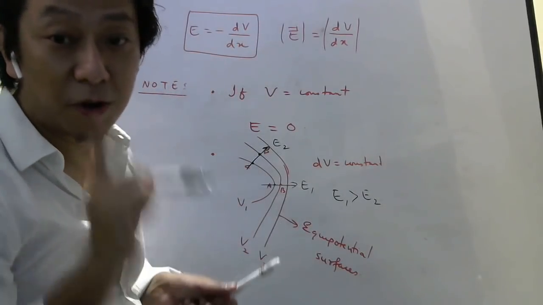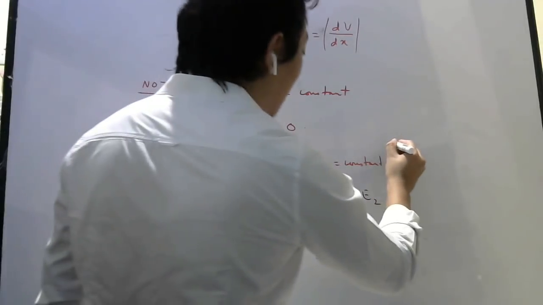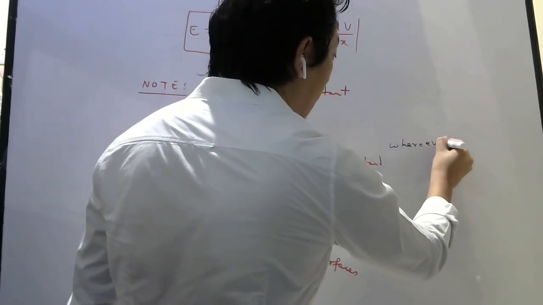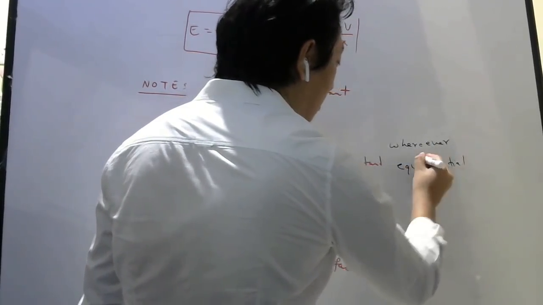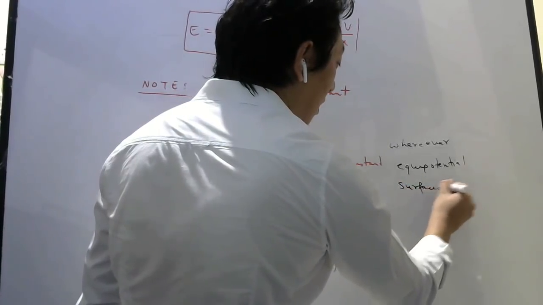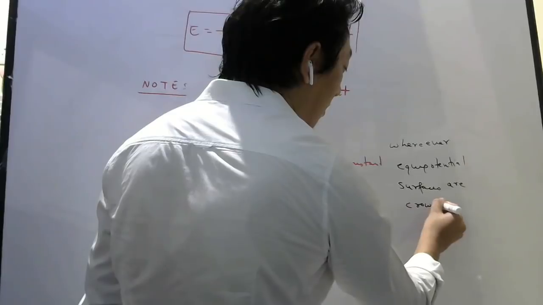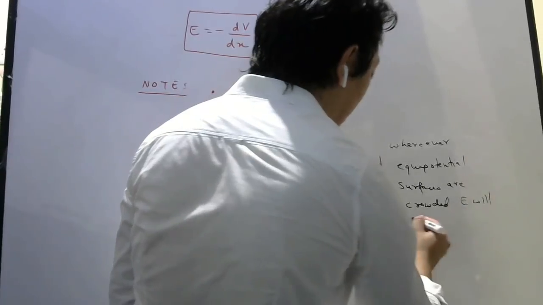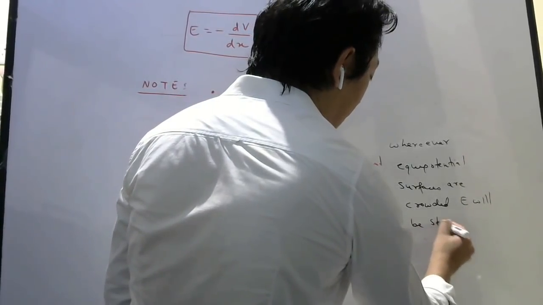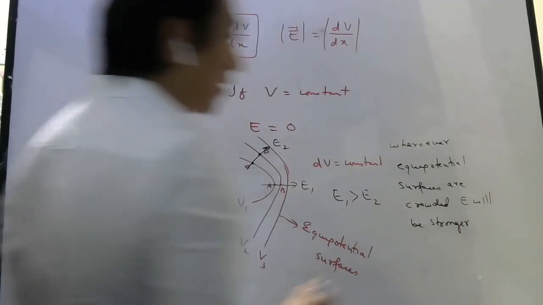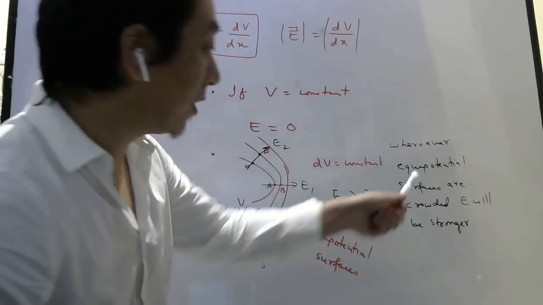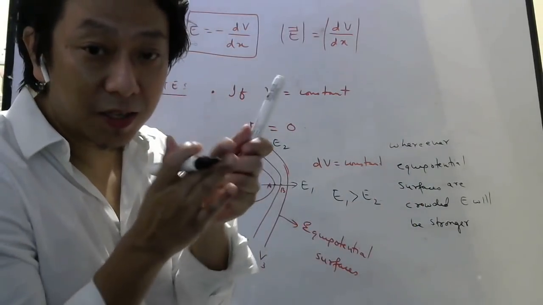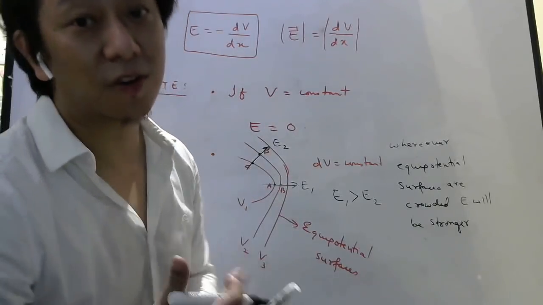So from here, students, you found one interesting property, and that is wherever equipotential surfaces are crowded, matlab, closed, electric field will be strong. Electric field will be stronger. So this is something very important. I told you I will give you one more property after doing the derivation. So one more property of equipotential surfaces: wherever the surfaces are close, electric field will be stronger.